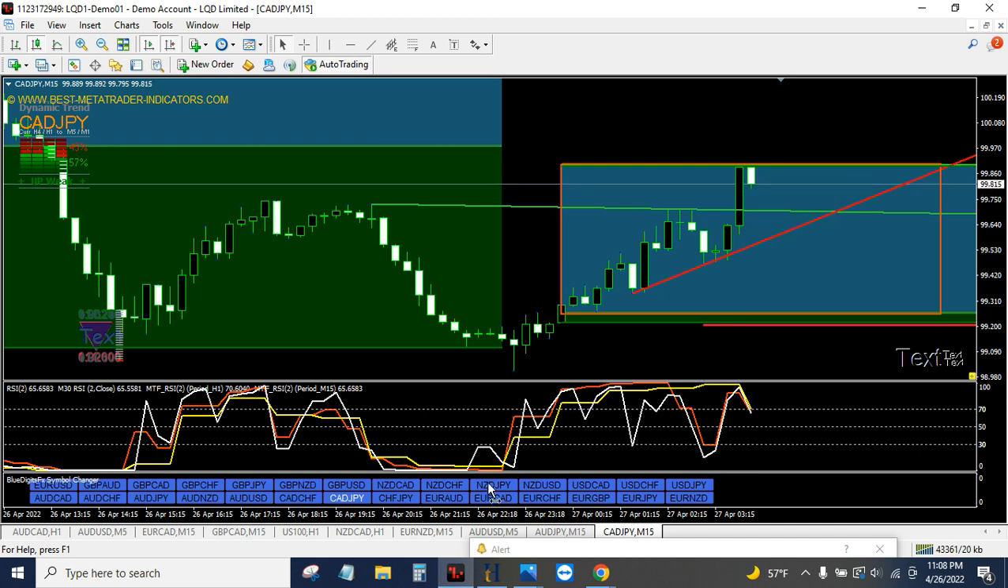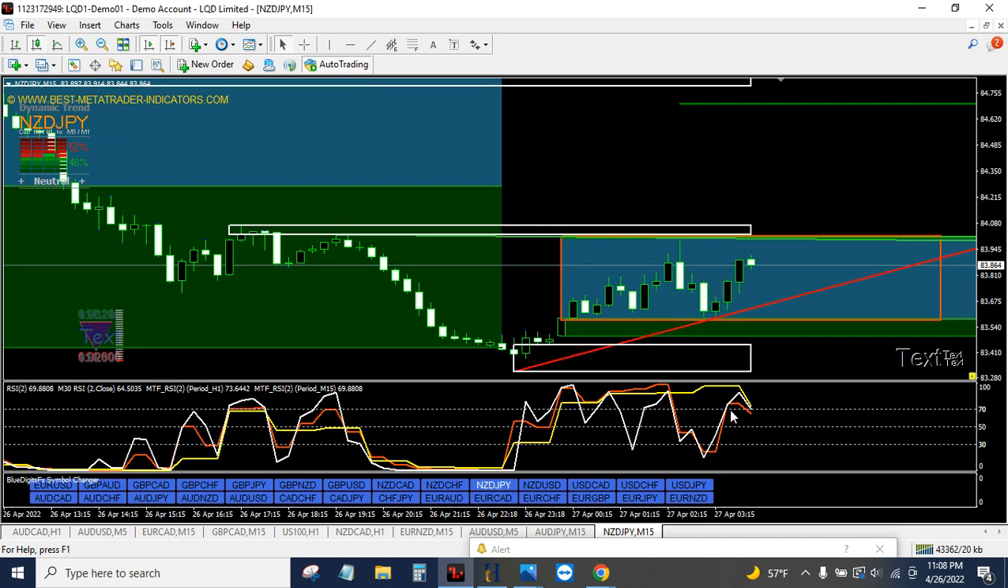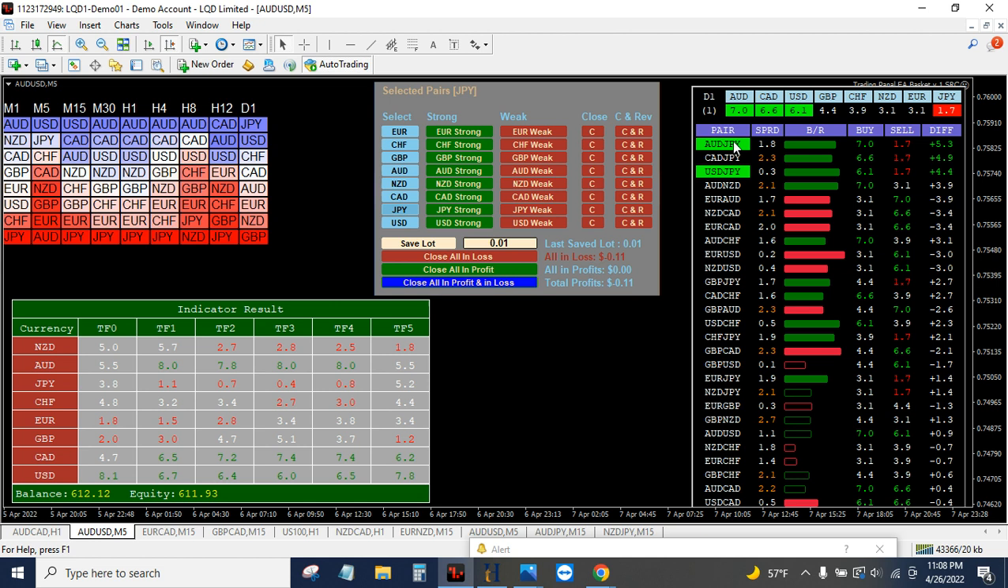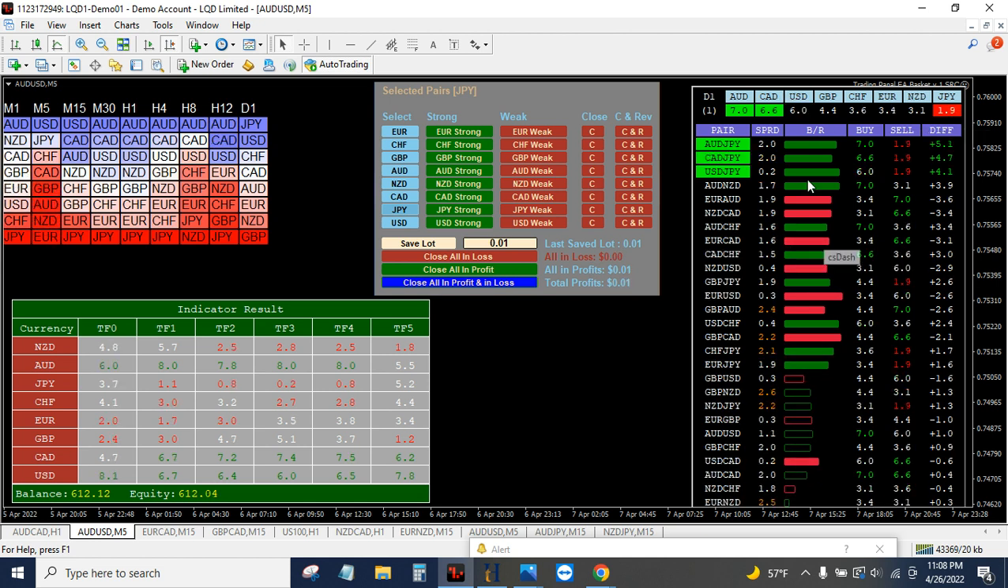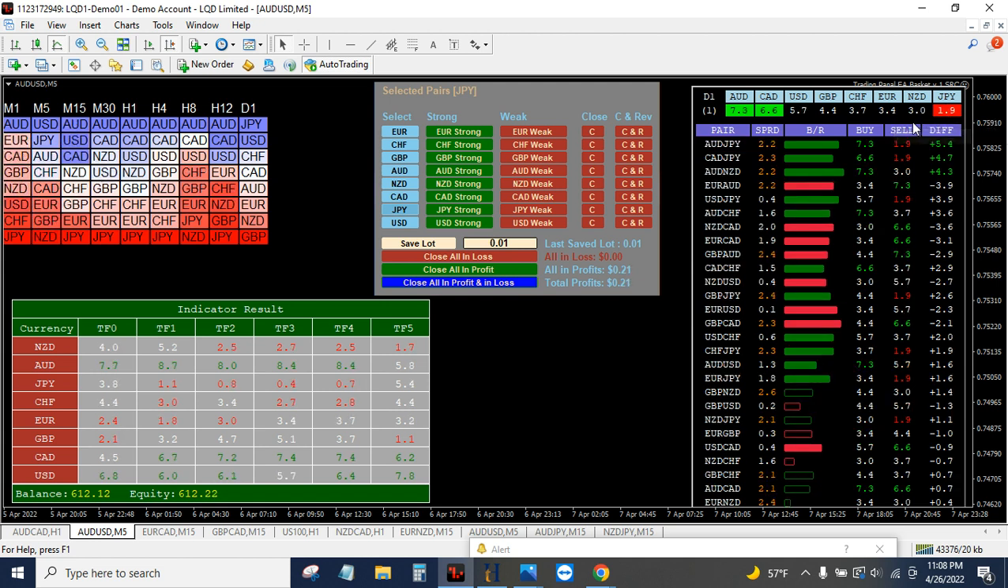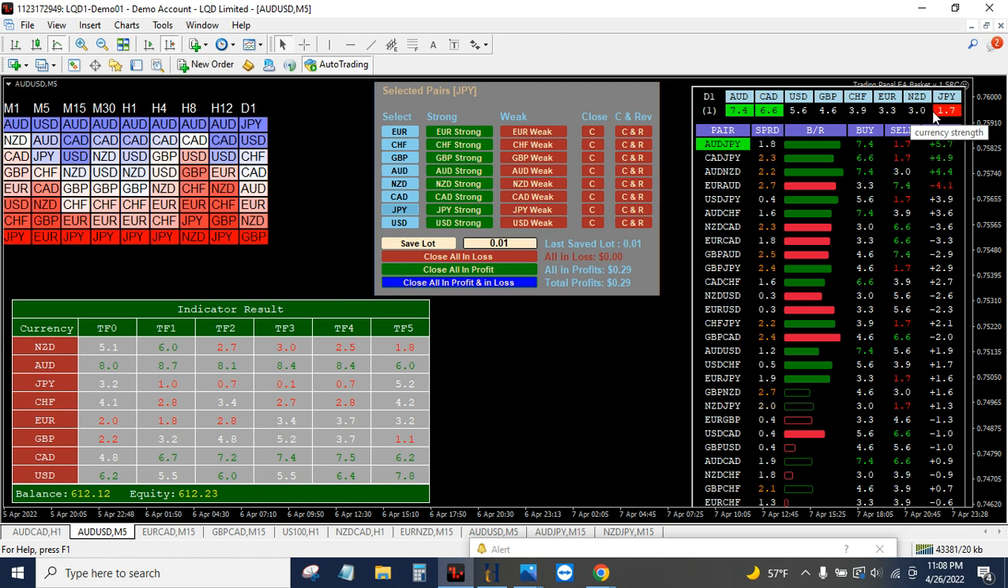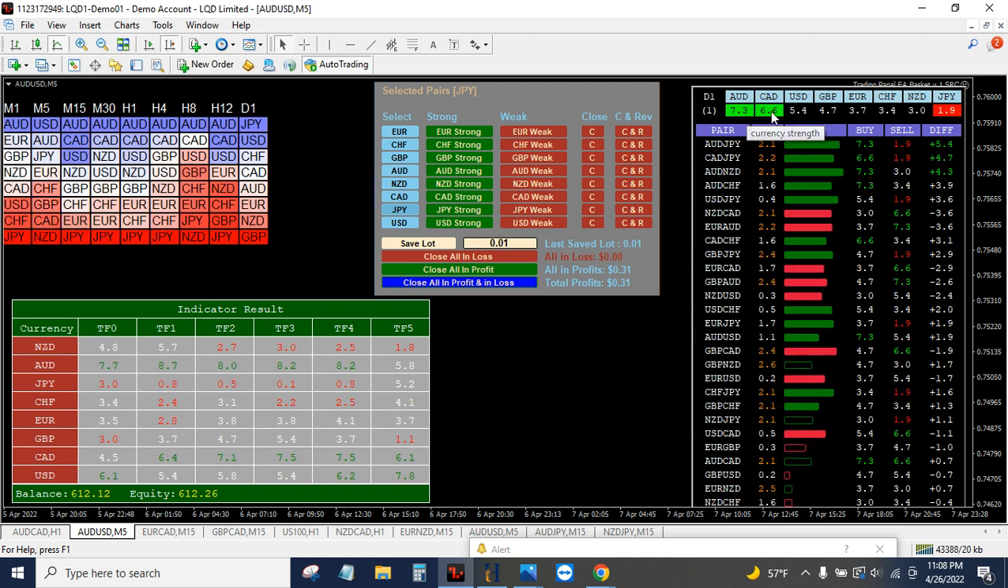Another pair, New Zealand yen. I'm just going through all of them, but they all depend on what this dashboard is saying. Looking at New Zealand yen, it wouldn't open a position here because two of them are weak. There's no point selling two weak currencies. Even right here, you can't open a position with Aussie CAD because two of them are strong. No point buying two strong currencies. That's why they're not even going to match here.